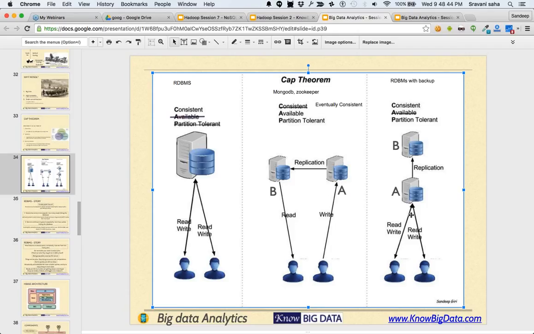Now, while it's consistent in the sense that all the users are reading from A and writing to A, it is not really available, because A is a highly precious resource and all the users are talking to only A. We cannot increase the number of requests after a point of time. So it's not available. But it's partition tolerant. In case A goes down, we can replace A with B. In case B goes down, it doesn't matter. So it's fairly partition tolerant.